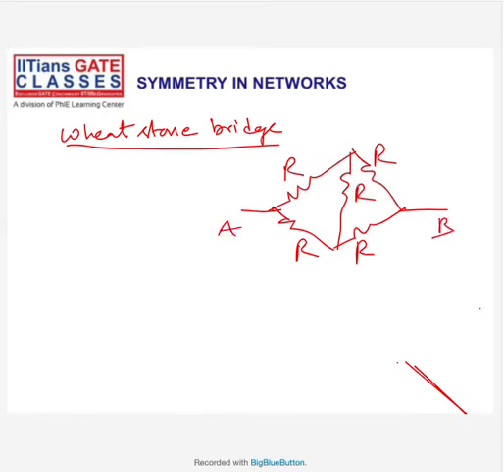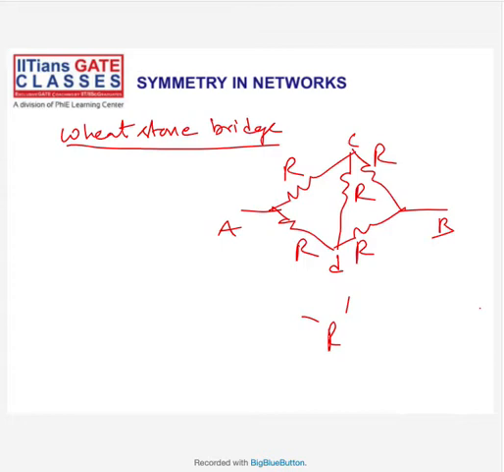We did a problem on this. What kind of circuit is this? What kind of network is this? Yeah, this is a Wheatstone bridge and the equivalent resistance is R. So how did you get the value of R? Let's say these nodes are C and D. How did you get the value as R?